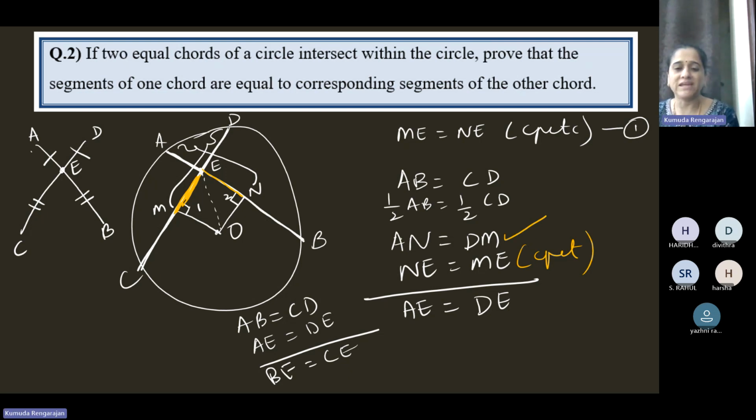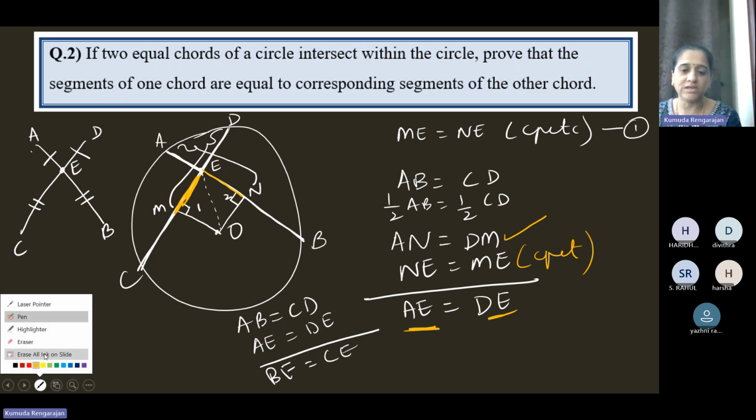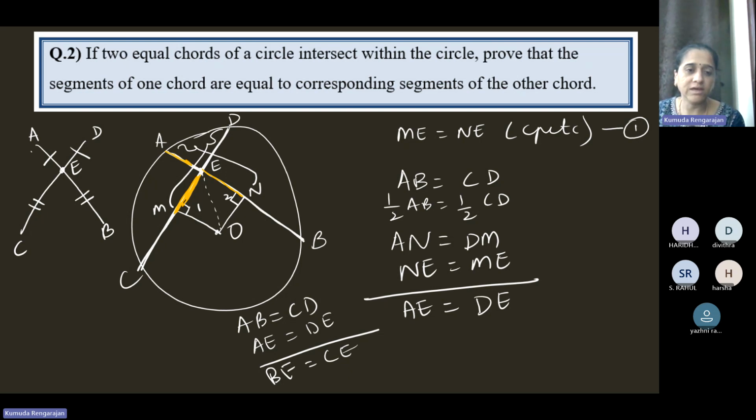Okay, now when you subtract, AN minus NE is AE. And DM minus ME, we're subtracting the two results, DM minus ME is DE. So we proved that these two segments are equal: AE is equal to DE. We have to prove that the segments of one chord are equal to the segments of the other chord, right? So one part we proved, AE is equal to DE. This segment of the first chord is equal to the segment of the second chord.